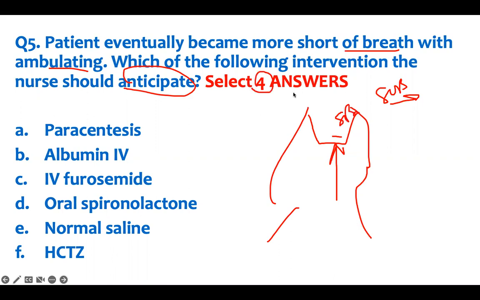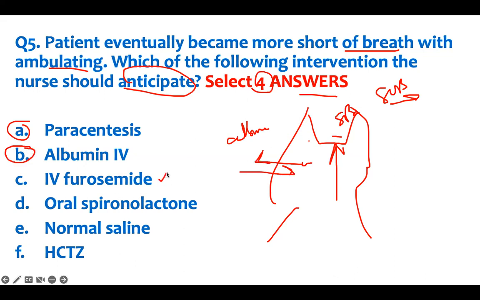And I want you to select four. Treatment for this shortness of breath due to ascites will be what? Paracentesis. Put a needle there and drain some fluid. But because you're going to drain some fluid, you need to replace the fluid because that's part of their body fluid status. And therefore, you give them albumin. This will keep fluid in the intravascular space, not in their abdomen. So you give them albumin.